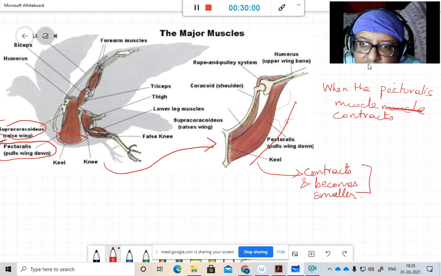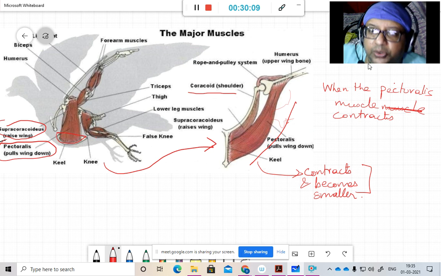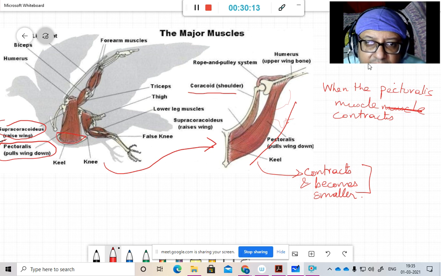Smaller. So it pulls this. This is for pulling the wings. And then you have the coracoid shoulder muscles. What happens is it pulls the wings upwards, and because of this pull the wing goes up, and when this contracts, this pulls the wings down. So when it pulls it down, it gives a force to raise.